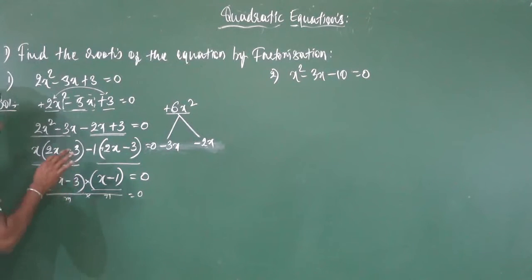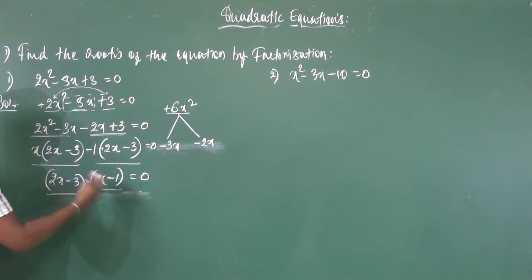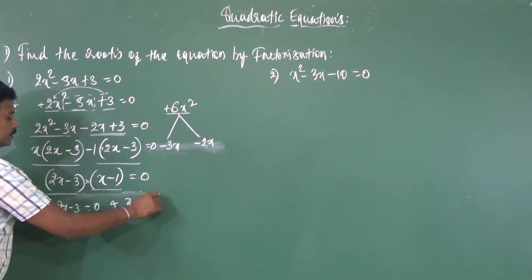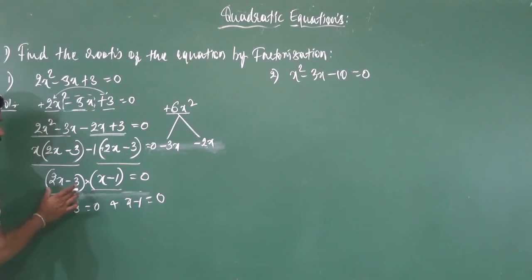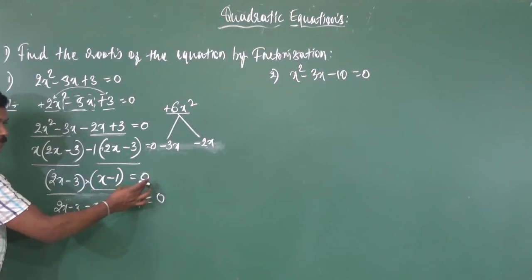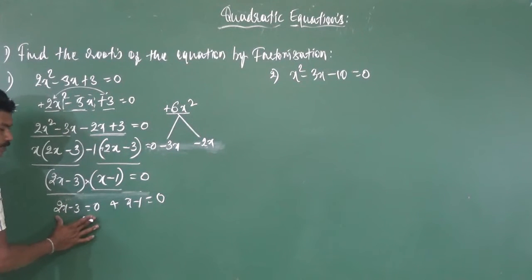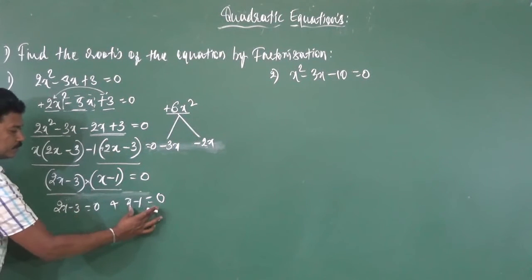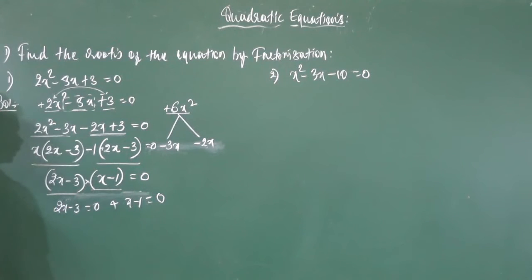So on this logic, we are going to equate 2x minus 3 is equal to 0, and x minus 1 is equal to 0. That is, this into this is equal to 0. So this should be equal to 0 that I have mentioned here, or this should be equal to 0 that I have mentioned here. Right? So now, equate this, solve this. 2x is equal to minus 3 goes to RHS, it becomes 3. So x is equal to 3 by 2, it's one of the roots we have got.